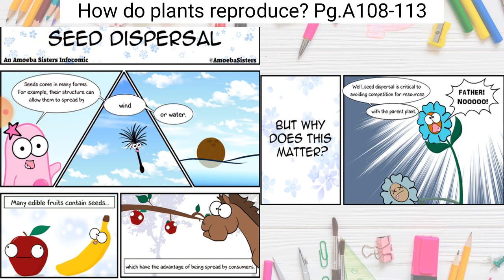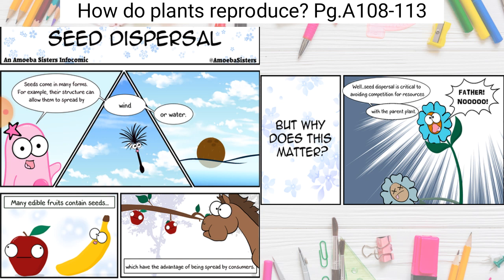Seeds come in many forms. For example, their structure can allow them to be spread by wind, like dandelions, or water, like coconuts. Many of them are edible fruit that contain seeds, which have the advantage of being spread by consumers. For example, an animal that eats fruit will eat only the pulp and leave the seeds apart, moving the seed from the mother plant to a new place.